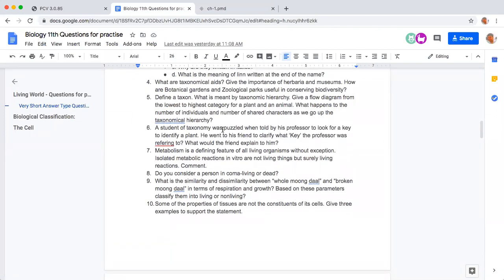What are taxonomical aids? Give the importance of herbaria and museums. How are botanical gardens and zoological parks useful in conserving biodiversity? This is a theoretical question which you will be able to read in the textbook and answer. I am not waiting for it. Define taxon. What is meant by taxonomic hierarchy? Give a flow diagram from the lowest to the highest category for an animal and a plant.